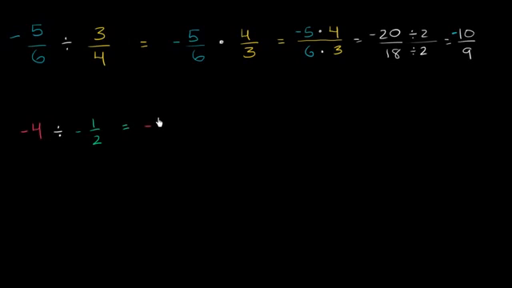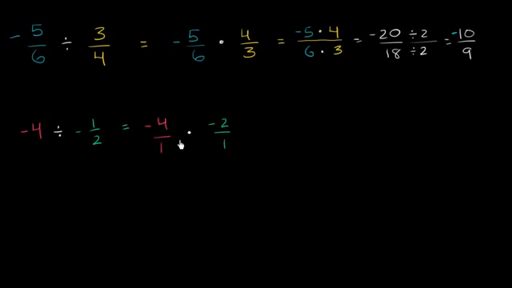So negative 4 is the exact same thing as negative 4/1. And we're going to multiply that times the reciprocal of negative 1/2. The reciprocal of negative 1/2 is negative 2/1. You could view it as negative 2/1, or you could use it as positive 2 over negative 1, or you could use it as negative 2. Either way, these are all the same value.